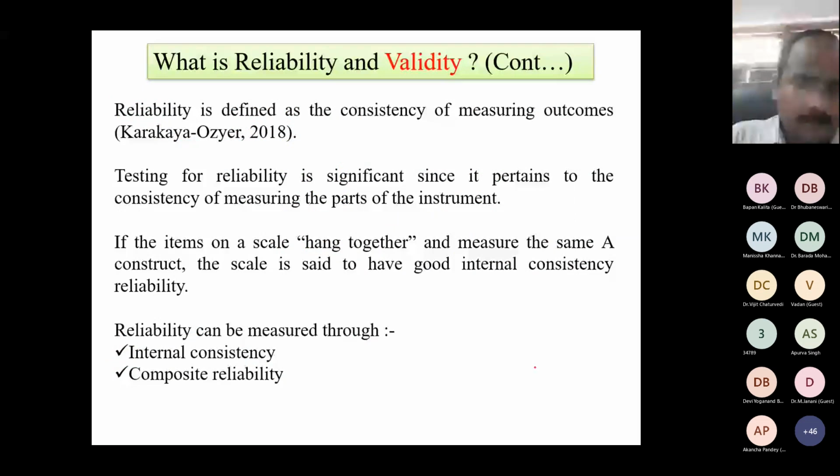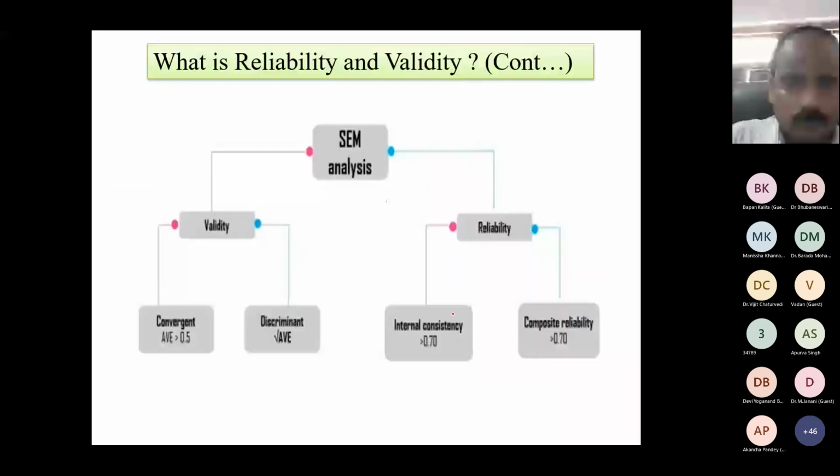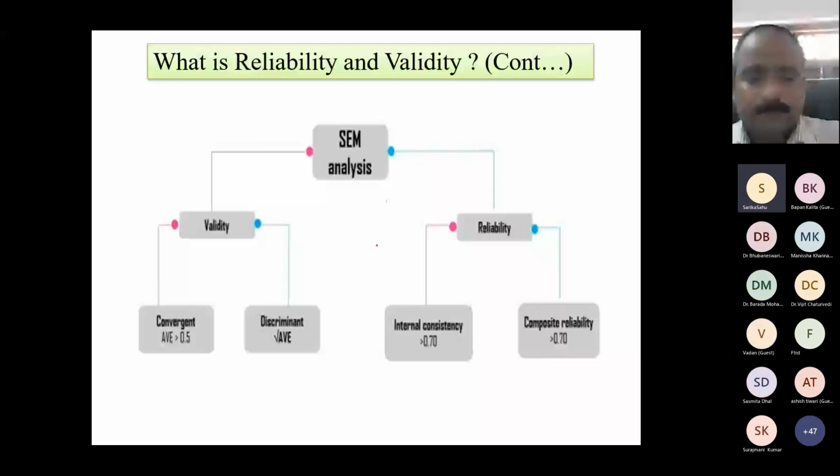Yes, sir. Any doubt? Yes, sir. Sir, can you explain the discriminant validity again? Which thing? Please repeat. Sir, discriminant validity, can you explain it again, sir?